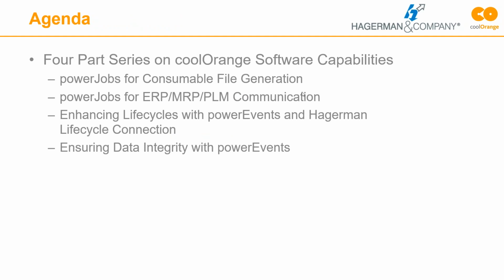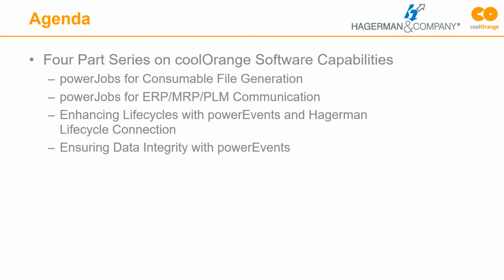Today is the last of a four-part series on coolOrange software capabilities. In the past 3 weeks, we've discussed both Power Jobs and Power Events. Our first webcast was how it could help with consumable file generation like step files, PDF files, etc. The second webcast was Power Jobs for communicating with other business systems. Last week we talked about how Power Events and Hagerman's Lifecycle connection software can let you customize reactions to various Vault events.